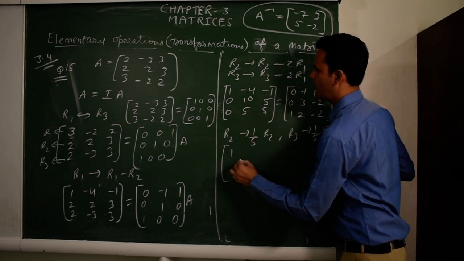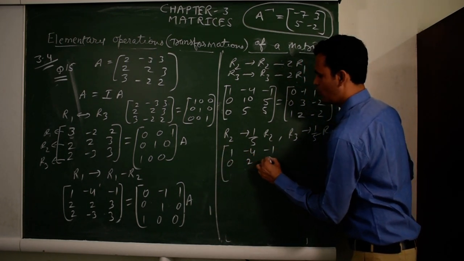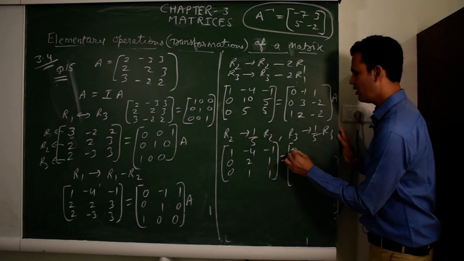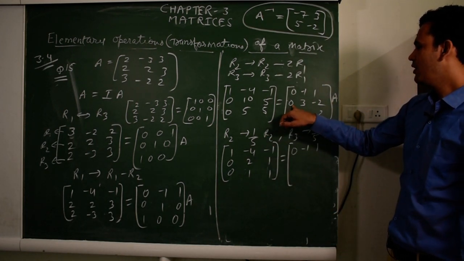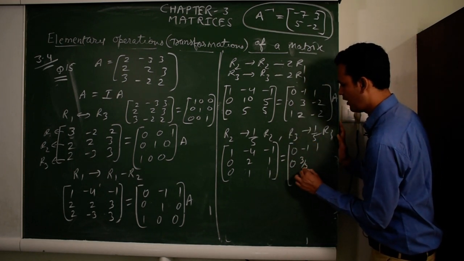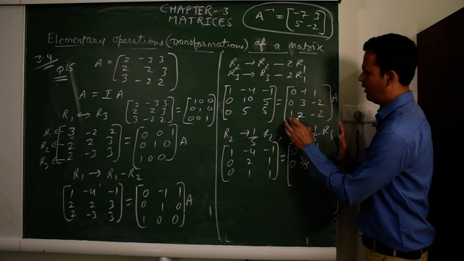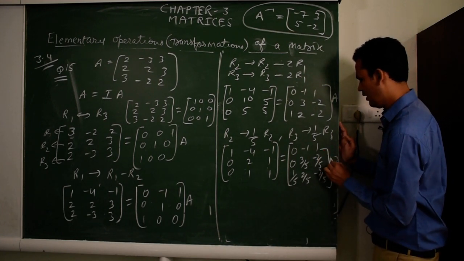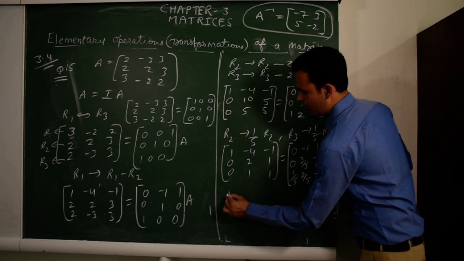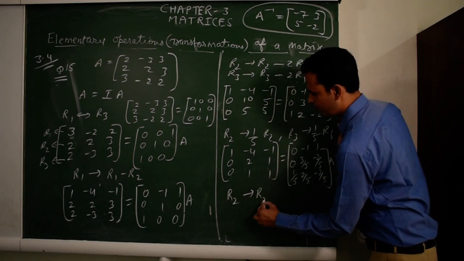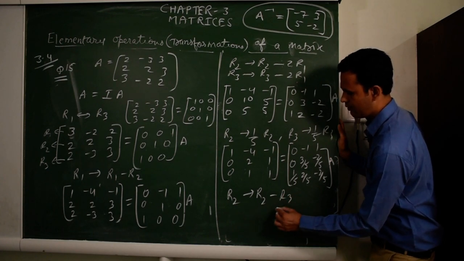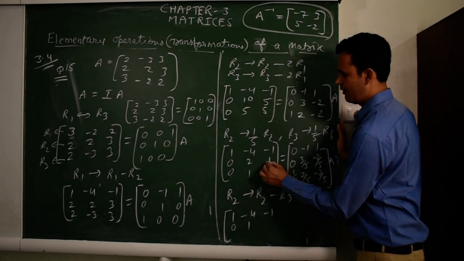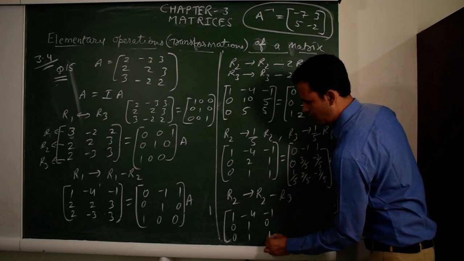So we get 1 minus 4 minus 1, 0 2 1 and 0 1 1 equals to 0 minus 1 1, 1 by 5 into R2, so it is 0, 3 by 5, minus 2 by 5, 1 by 5, 2 by 5 and minus 2 by 5, A. Now change in R2 again, R2 minus R3. So 1 minus 4 minus 1, 0 1 0 and 0 1 1.